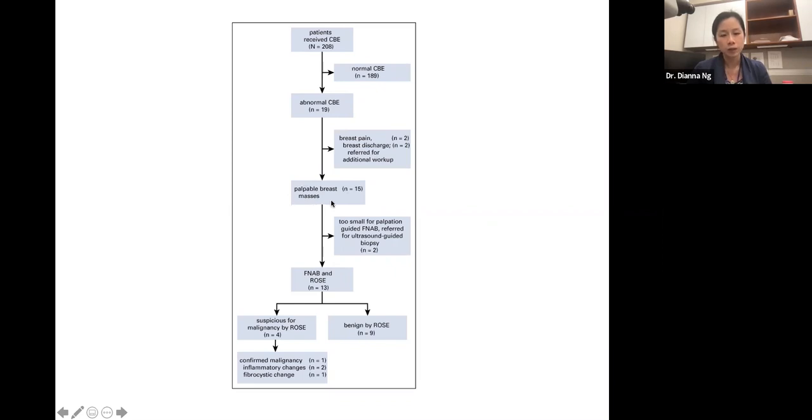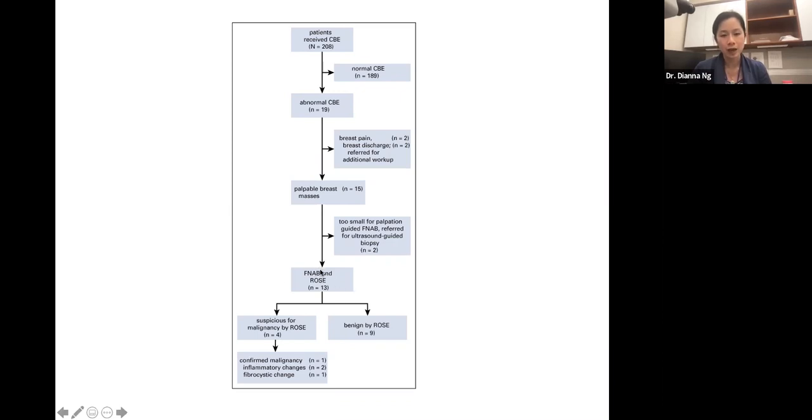So out of the women with palpable breast masses, there were 15. Two of them were deemed too small by the pathologist to biopsy at the screening site. And so there were 13 cases that were actually biopsied and ROSE was applied. So the majority of the cases were identified as benign, and 4 were considered suspicious for malignancy, but I think a couple of them were overinterpretation, but 1 was confirmed malignant.